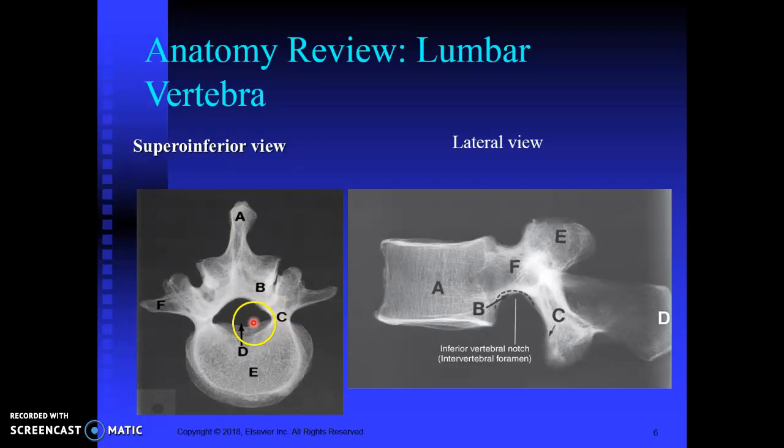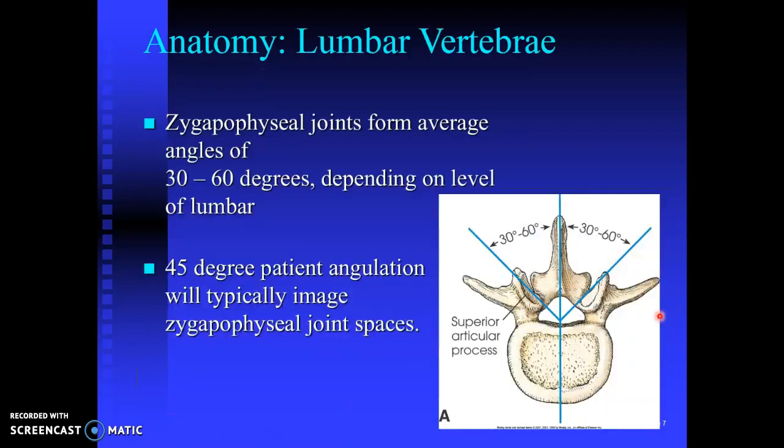the pedicle, the vertebral foramen, the body of the vertebrae, and the transverse process. Now from the side view, we have the body, the inferior vertebral notch, where we're going to see the intervertebral foramen, the pedicle, the superior articular process, the inferior articular process, and the spinous process.